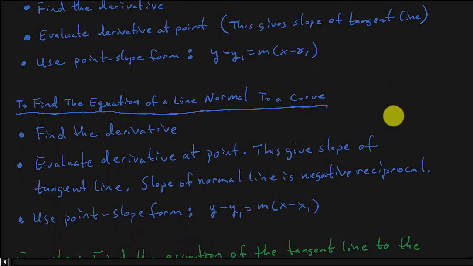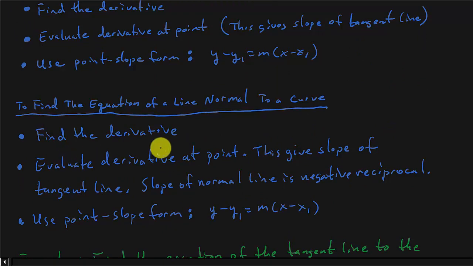To find the equation of a line normal to a curve, we find the derivative and evaluate the derivative at the point. This gives us the slope of the tangent line. The slope of the normal line is the negative reciprocal of the slope of the tangent line, and then we use the point slope form.